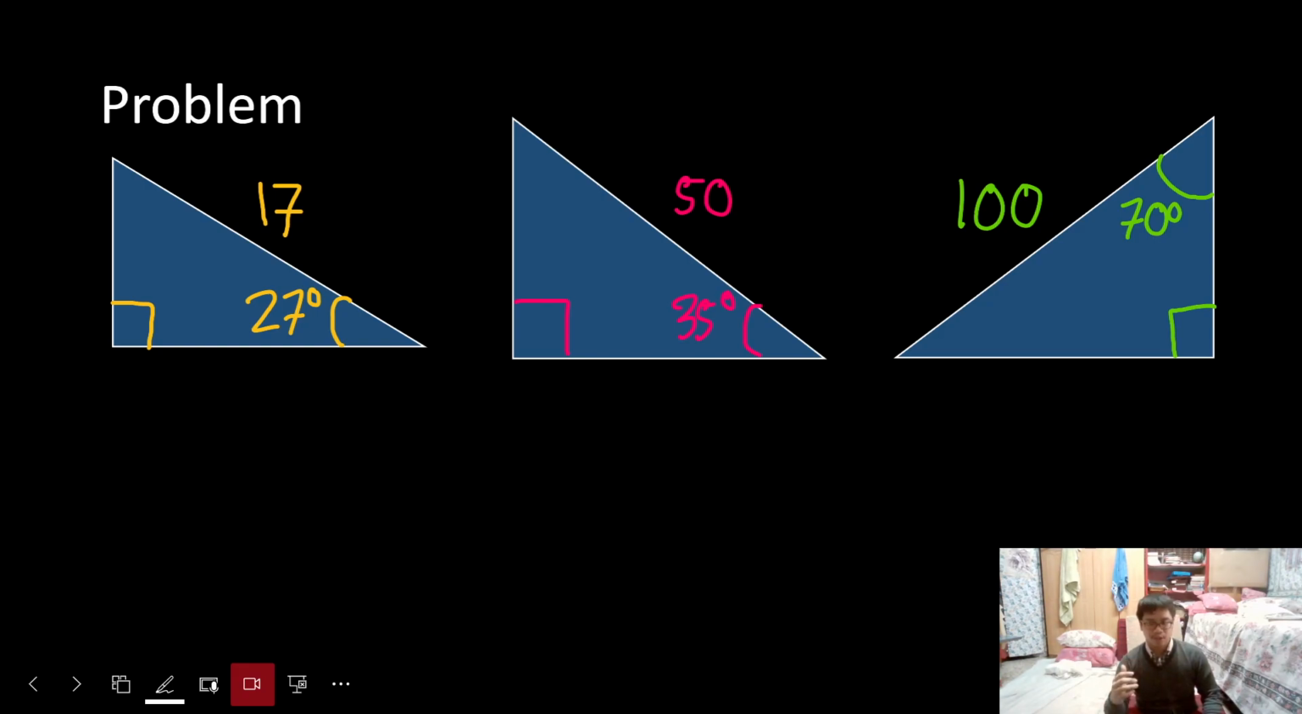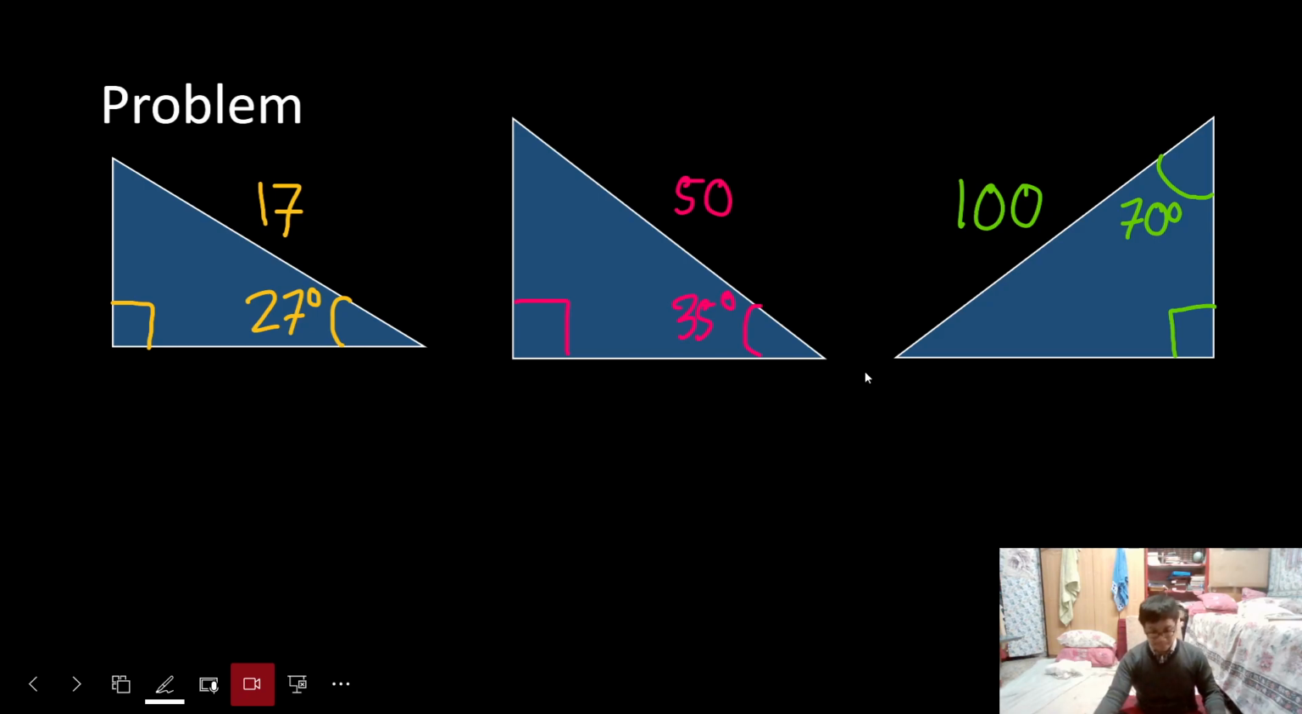In this practice video, I mentioned last time that we're going to find the missing angle, right? But before that, let's try to solve this problem first. I actually forgot. Forgive me. Let's solve this problem first.